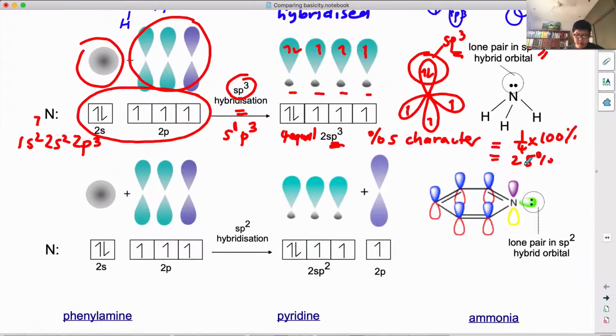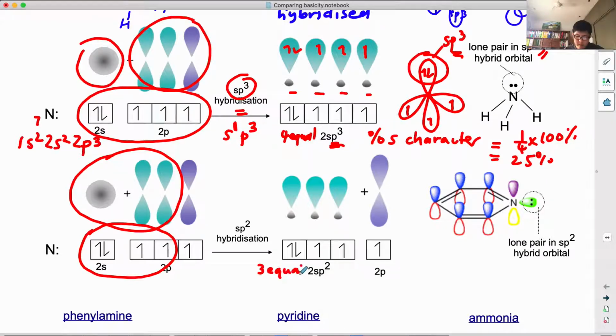If it's sp2 hybridized, what it means is this. You take 1s and 2p orbitals, what I'm circling, so you end up becoming 3. There will be 3 equal sp2 hybrid orbitals. This one is still unhybridized. This is just a p orbital that hasn't been touched. So the p orbital here hasn't been touched.